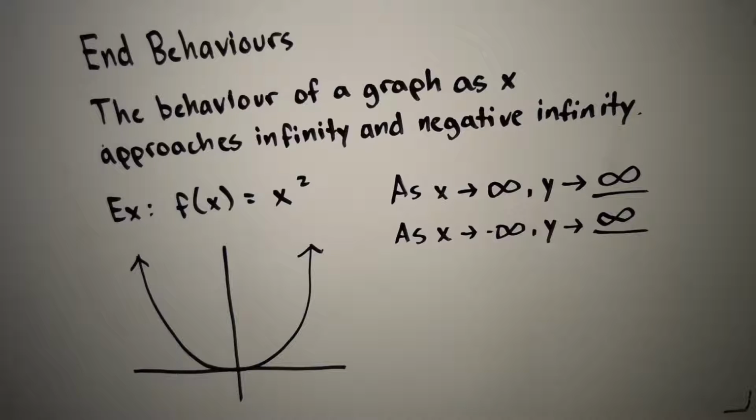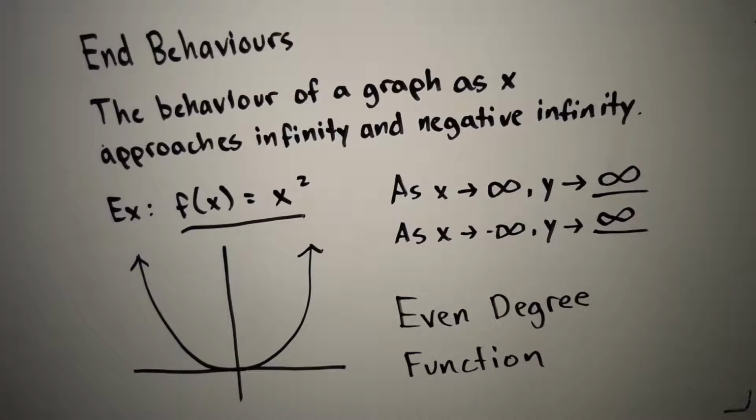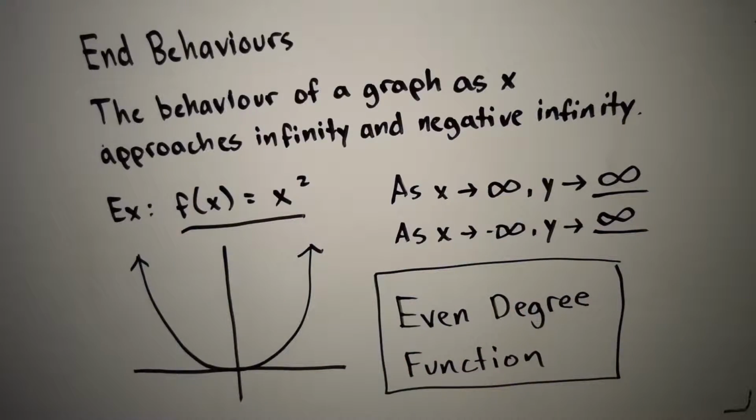Therefore, the end behaviors for this function are as x approaches infinity, y approaches infinity, and as x approaches negative infinity, y approaches infinity. If you look at the equation of this function, you can see that this is a second degree function, because the sum of all the powers is 2. And since the degree is 2, this is an example of an even degree function. You'll see why this is important after we look at a few more examples.